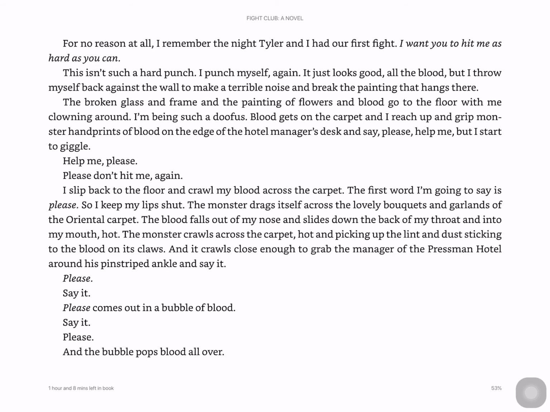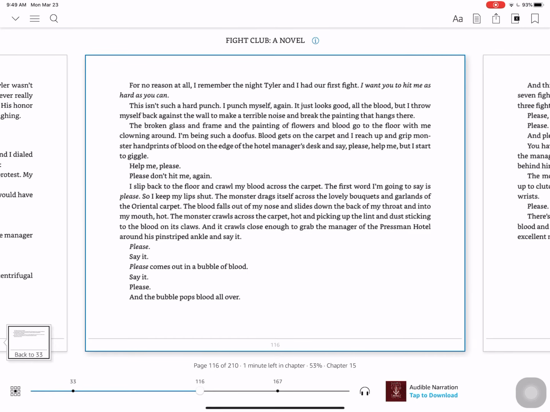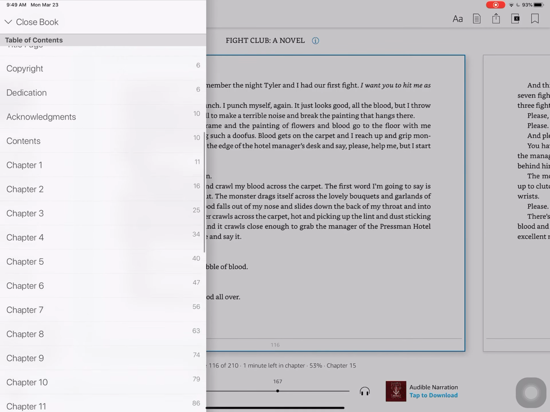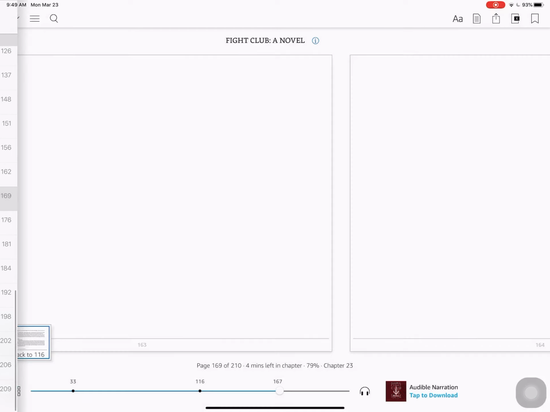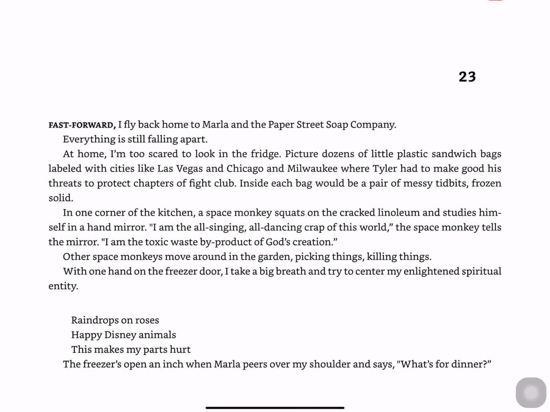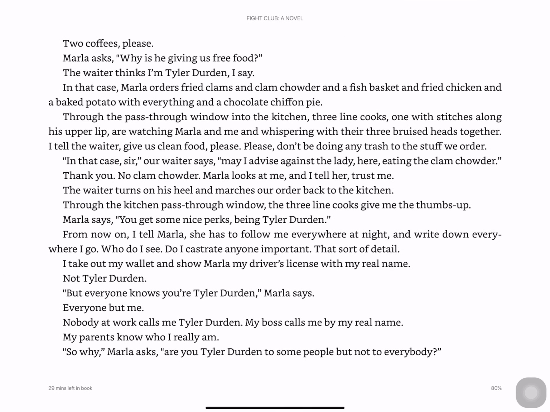Now let's go back to the later chapters to appreciate what's going on. We'll see this in chapter 23 in terms of the narrator's interaction with Marla. They go to Denny's. And all right, this is page 172. "I take out my wallet and show Marla the driver's license with my real name." Notice it never actually tells us what the narrator's real name is, right? Whatever his authentic identity is remains a mystery to us.